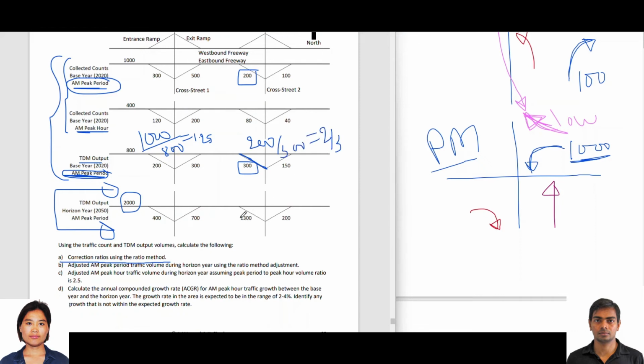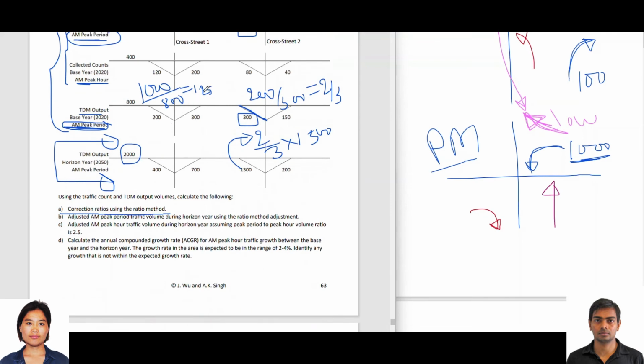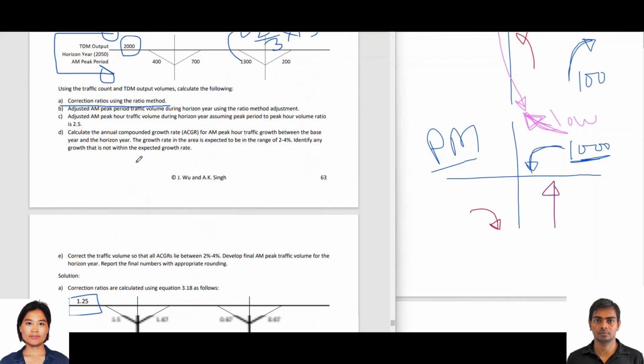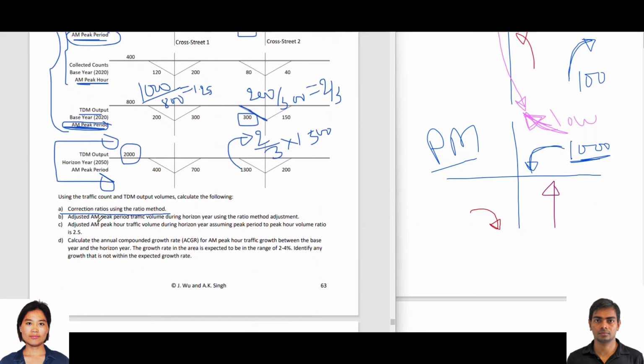So now we have 1300 here. If we want to convert it into what we are looking to observe, it's 2 by 3 times 1300, which is around 850 something. So this is the adjusted number, 867. In the first one we had 1.25, then we multiply with this one, and we got 2500. That's how the corrections work.